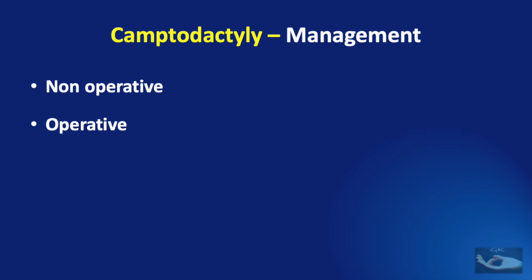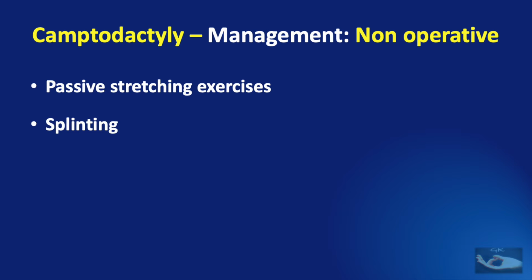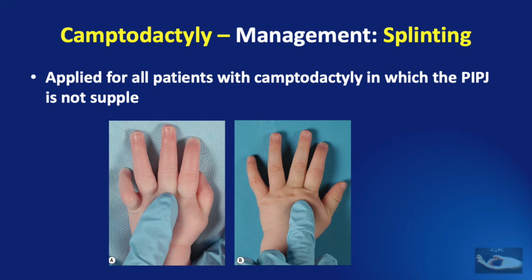The management can be non-operative or operative. Non-operative management of camptodactyly consists of three modalities: passive stretching exercises, splinting, and serial casting. Of these, splinting is the most commonly used modality. A splint should be applied for all patients with camptodactyly in which the proximal interphalangeal joint is not supple. The splint stresses the proximal interphalangeal joint gradually to as much extension as possible.